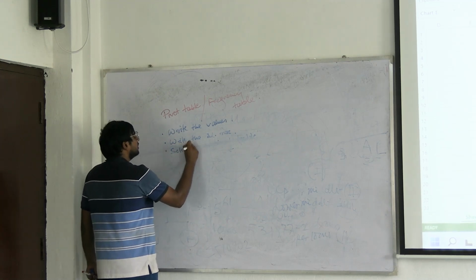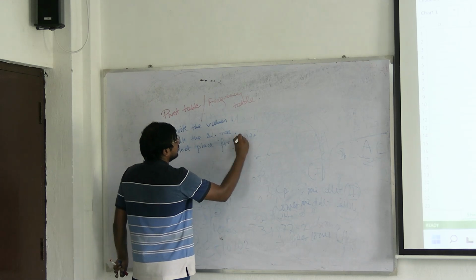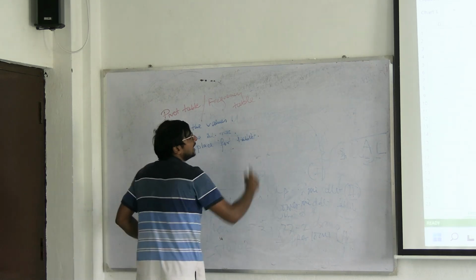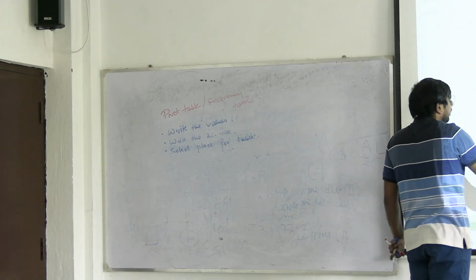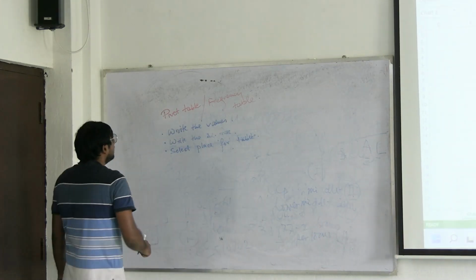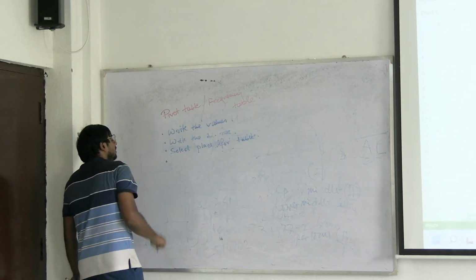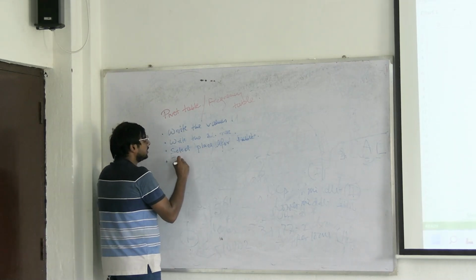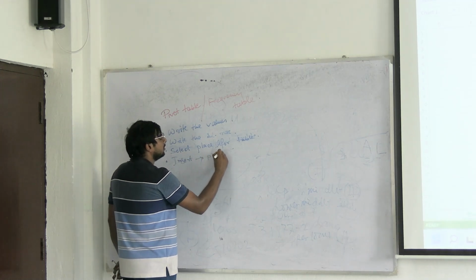Select place for table. Whenever we click a cell and then go to insert the table, it will appear here only. So first we click the place for the table. Now insert pivot table.